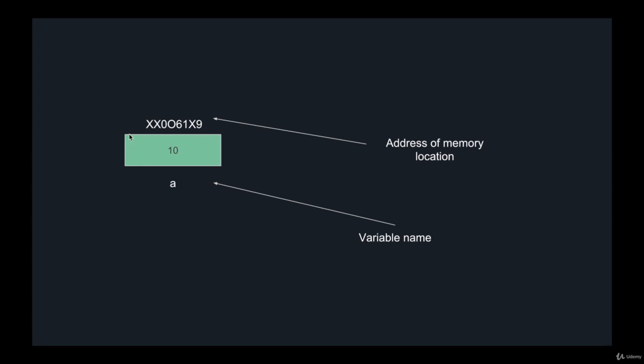One point to be noted here is that every memory location has an address associated with it. In this example, this is the address of the memory location allotted to a. If you have to refer to a, you have to use this address to refer to the memory block allotted to a. So this is how memory allocation works in Java. Whenever you create variables, you allocate memory corresponding to the size of the data type, and every location has an address associated with it.